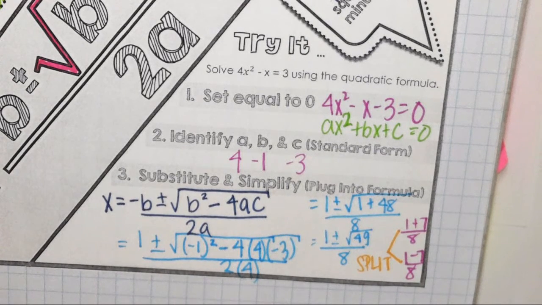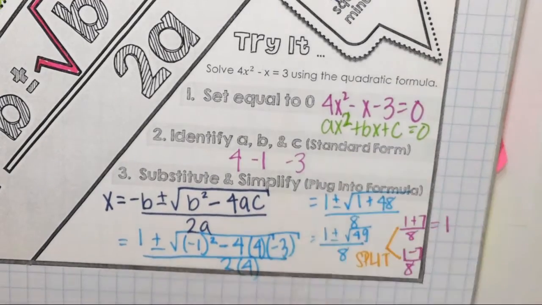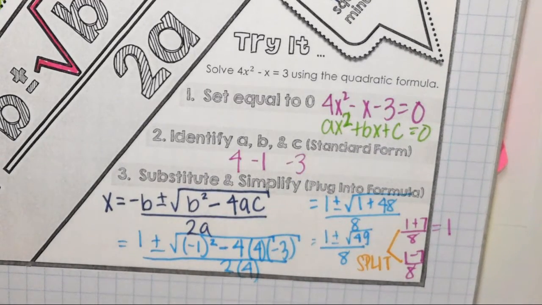What's 1 plus 7? 8. What's 8 divided by 8? 1. Okay, what's 1 minus 7? Negative 6. And what's negative 6 divided by 8? Get a calculator. Divide.